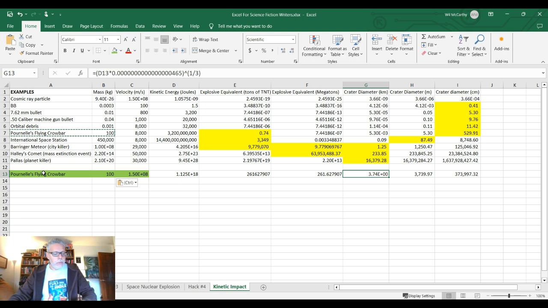So this shows you how to build a little calculator that you can use to decide in a science fiction story, if you have a mass striking a planet, or a building, or a city, what kind of effect you can expect that mass to have.